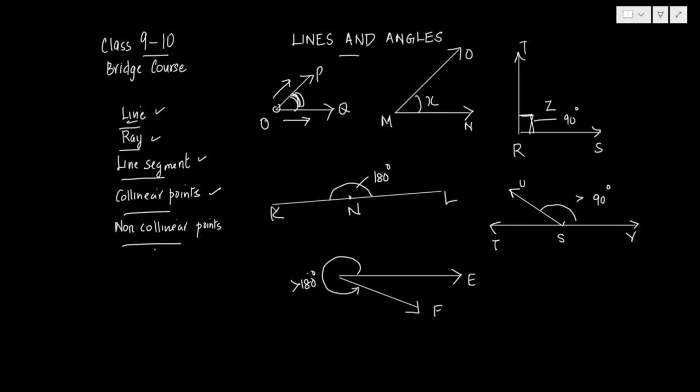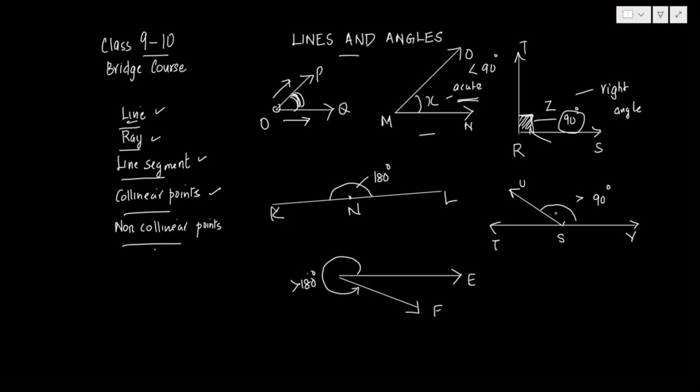There are different types of angles. What are they? So let's look at this picture here. You have an angle X between lines MN and MO. This is called an acute angle. An acute angle is an angle that is less than 90 degrees. If an angle is exactly 90 degrees, like this angle, this is called a right angle. A right angle is exactly 90 degrees. So less than 90 degrees, acute angle, exactly 90 degrees, right angle.